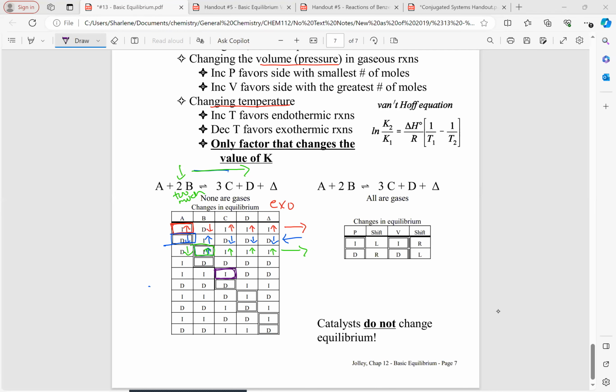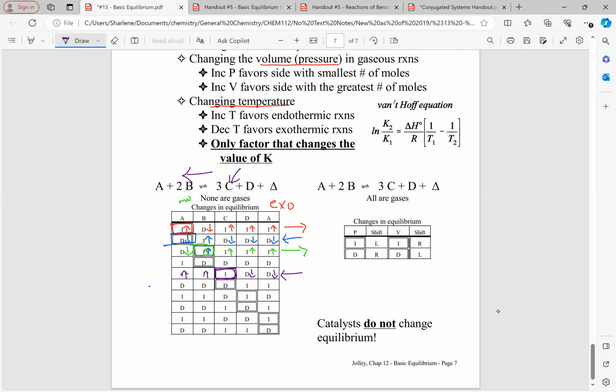Okay, so I'm going to increase C. So I have too much C now. All right, so I am putting extra C in. I have too much C, and so the reaction needs to get rid of it or use it up. So it's going to shift to the left. And as a consequence of that, it's going to have to use up some of the products, but I'm going to make more of the reactants.